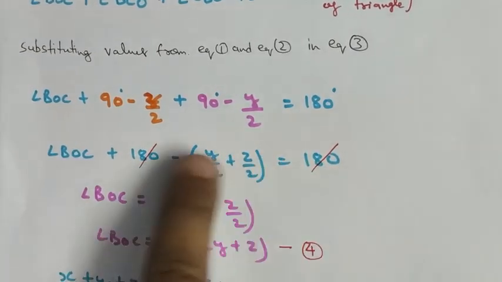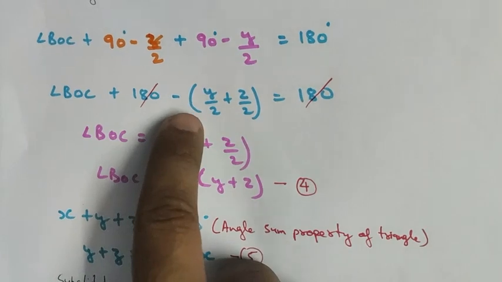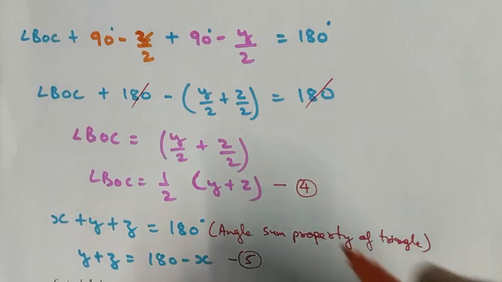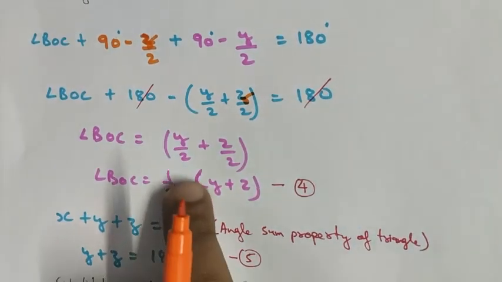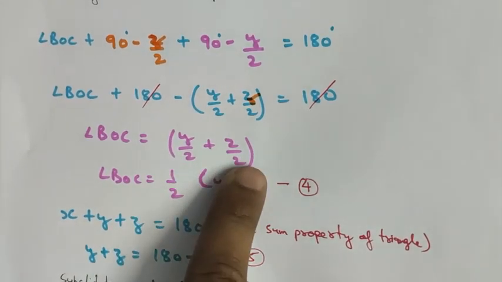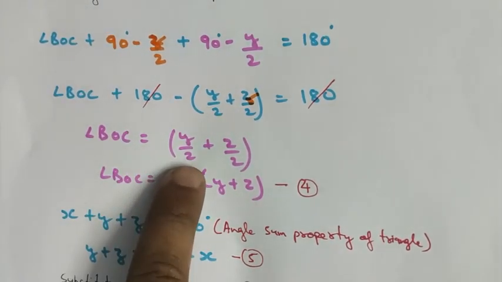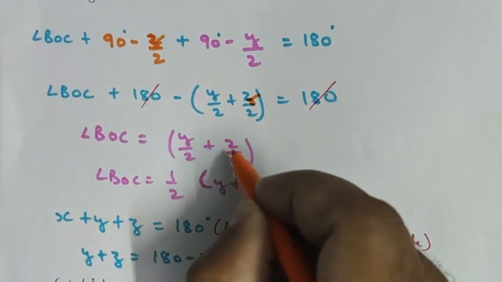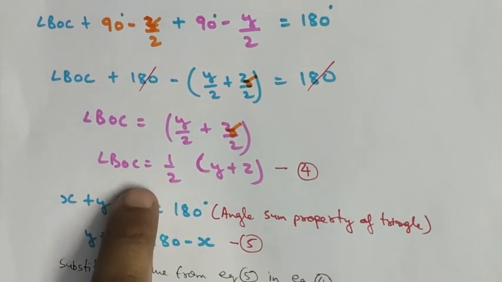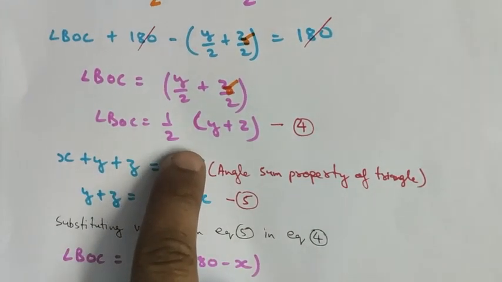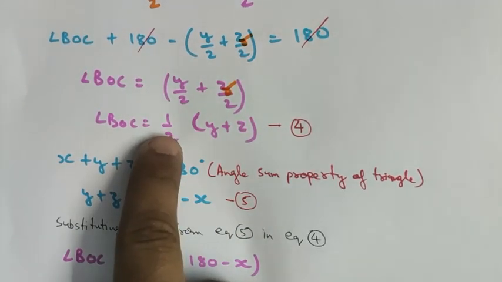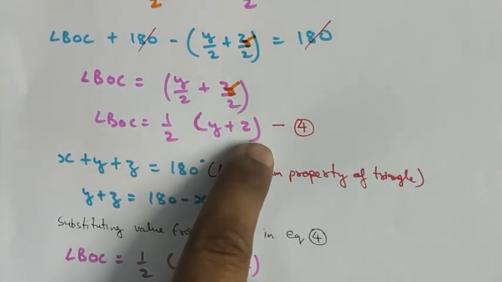Since 180 is on both sides, it will cancel out. Now transposing, minus of within bracket Y by 2 plus Z by 2, when transposed to the right hand side, will become plus within bracket Y by 2 plus Z by 2. So angle BOC equals Y by 2 plus Z by 2. Got it? Now it can also be written as angle BOC equals half of, 1 by 2 taken as common, within bracket Y plus Z.